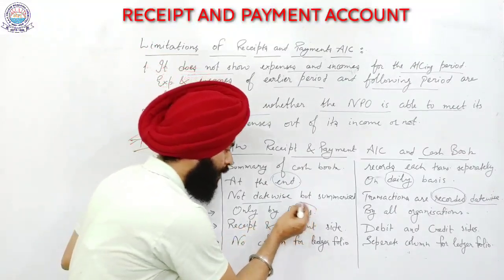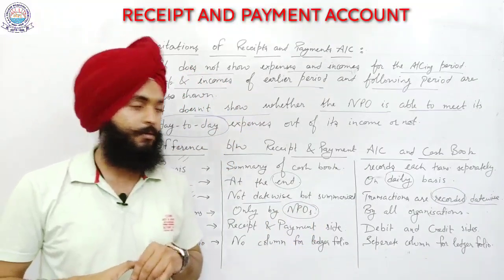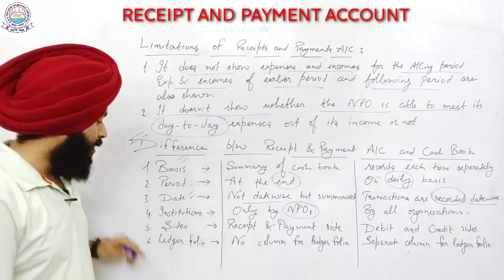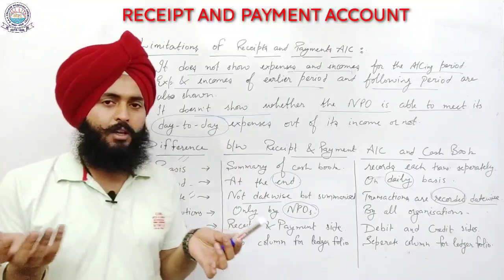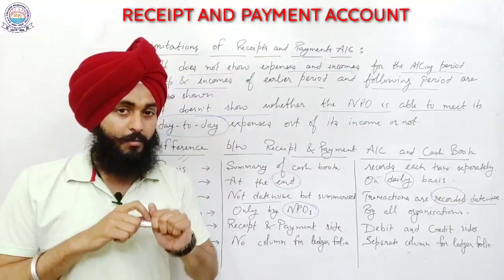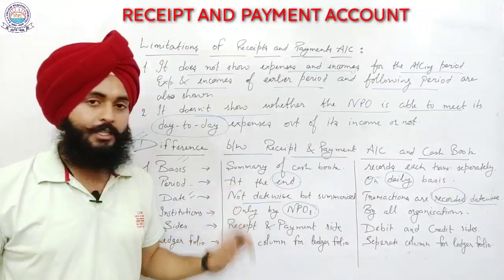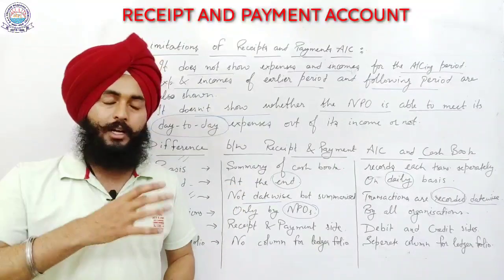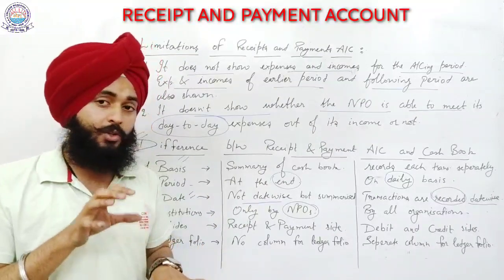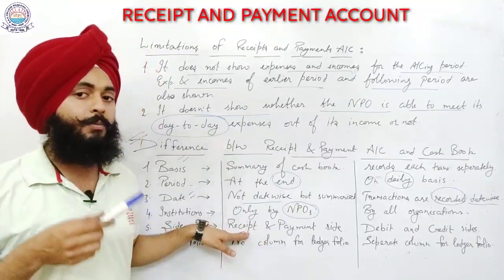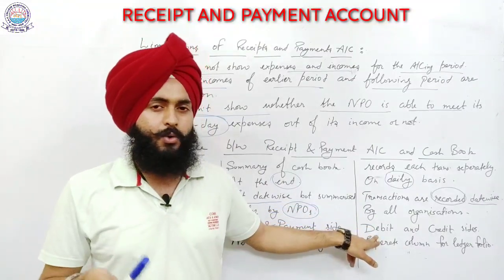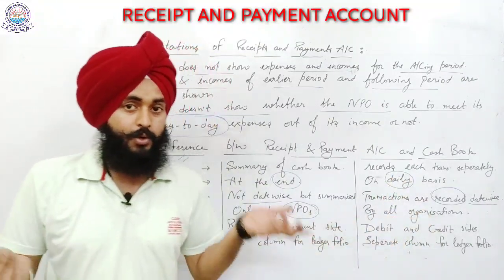Institutions: receipt and payment accounts are prepared only by NPOs, but the cash book is prepared by all organizations. Sides: we simply know that every account has 2 sides, debit and credit. In the receipt and payment account, debit and credit sides are there, but we mention those sides specifically: the left side will be the receipt side, the right side will be the payment side. But in the cash book you know that it will be the debit and credit side. So this is also a difference.